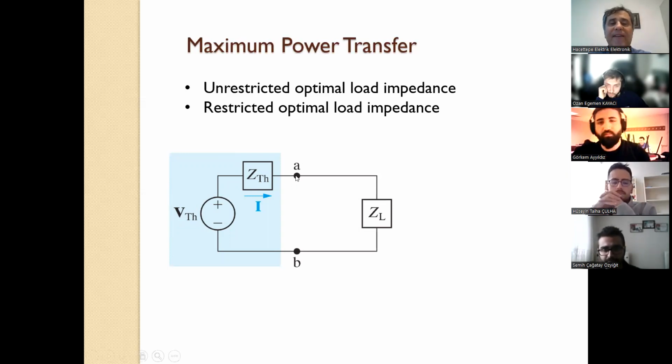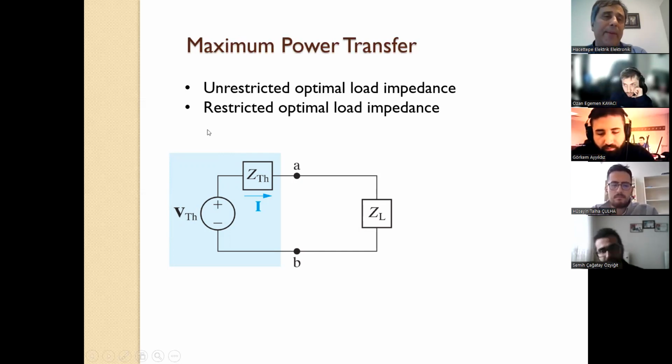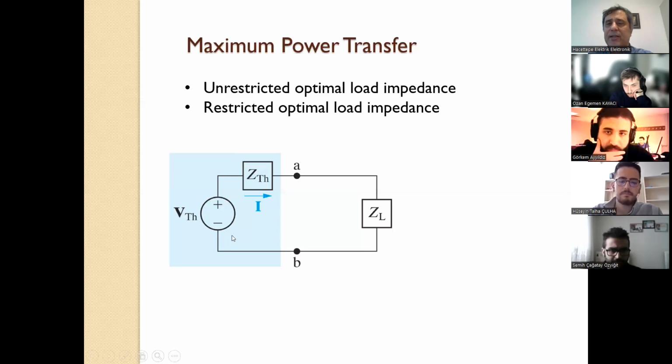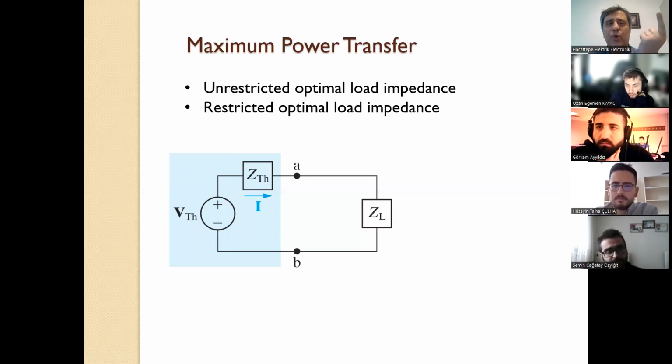On the left-hand side of the terminals A and B might be a complicated circuit. This complicated circuit should be converted to a simple one, basically. This is the first step. You have to convert that to the Thevenin voltage, the open circuit voltage, and the Thevenin impedance in this case.